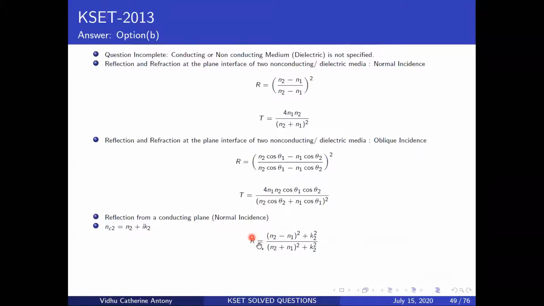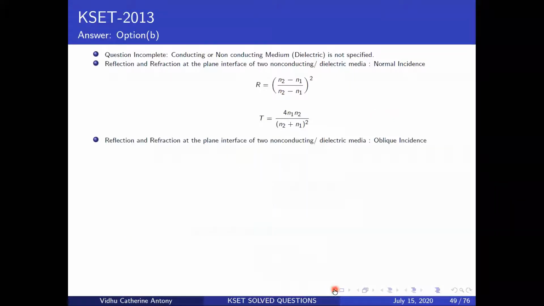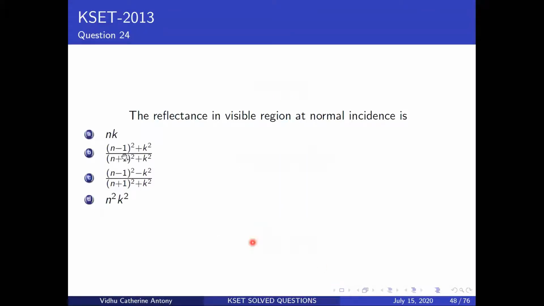Okay, so what do you have here? You have your reflectance here. It's basically the same as the other one, but here you have to square it separately. This looks similar to what you had for your non-conducting media. And what you have here is the imaginary part of your refractive index. So if you look back at the question, you have n minus 1 whole square, where 1 is the refractive index of air, plus k square, divided by n plus 1 whole square plus k square. So that's going to be option B.